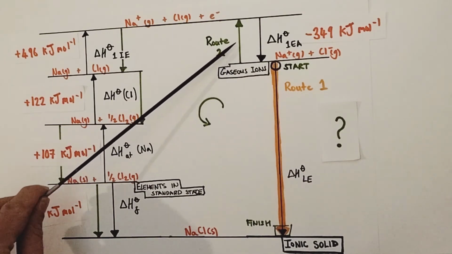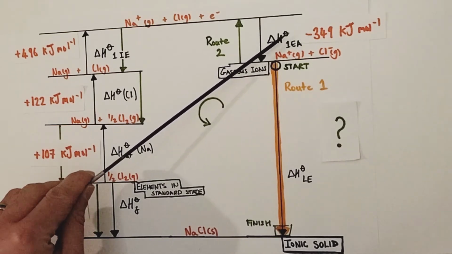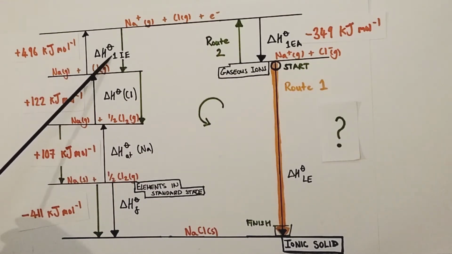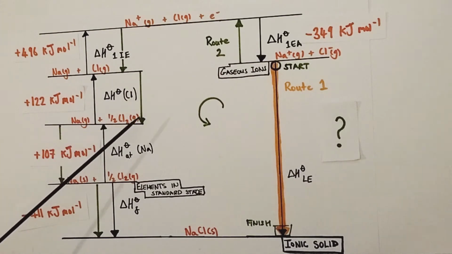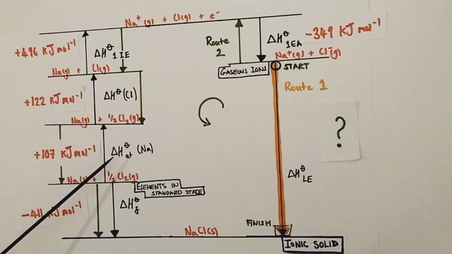I'm going to take you around the cycle. We're going against the direction of the first electron affinity. So we're doing the opposite of that enthalpy change, minus 349 kilojoules per mole. We're going against the direction of the arrow for the first ionization energy. So we're doing the opposite of that process energetically, minus 496. We're going against the direction of the atomization of chlorine arrow. So we're doing the opposite energetics of that particular reaction, minus 122. We're going against the direction of the enthalpy of atomization arrow for sodium. So we're doing the opposite energetics of that enthalpy change, minus 107 kilojoules per mole.